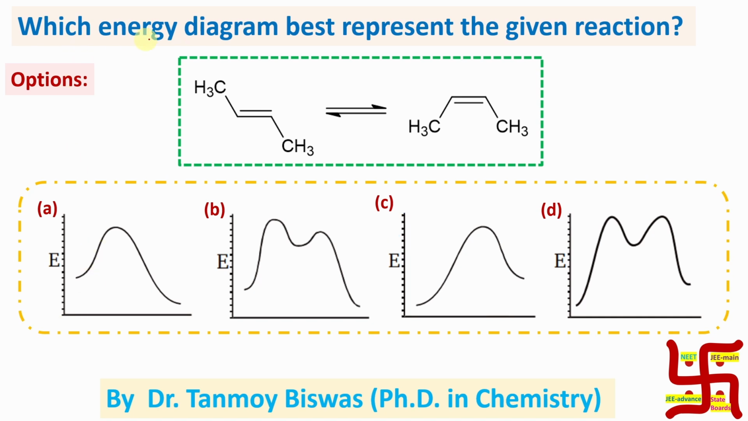Now the question: which energy diagram best represents this given reaction or conversion? I mean this trans-alkene into cis-alkene. Four energy profile diagrams are provided, which one is correct? Before going to the details, let's learn how this conversion takes place.